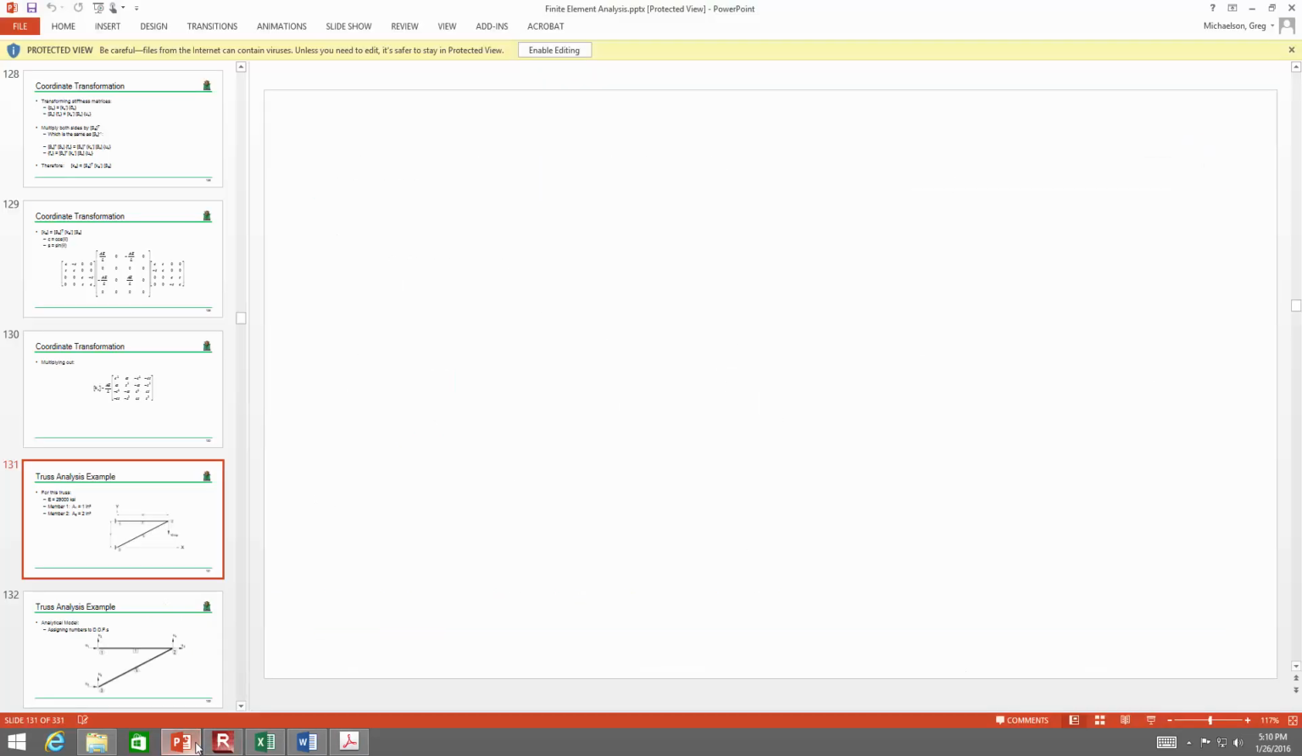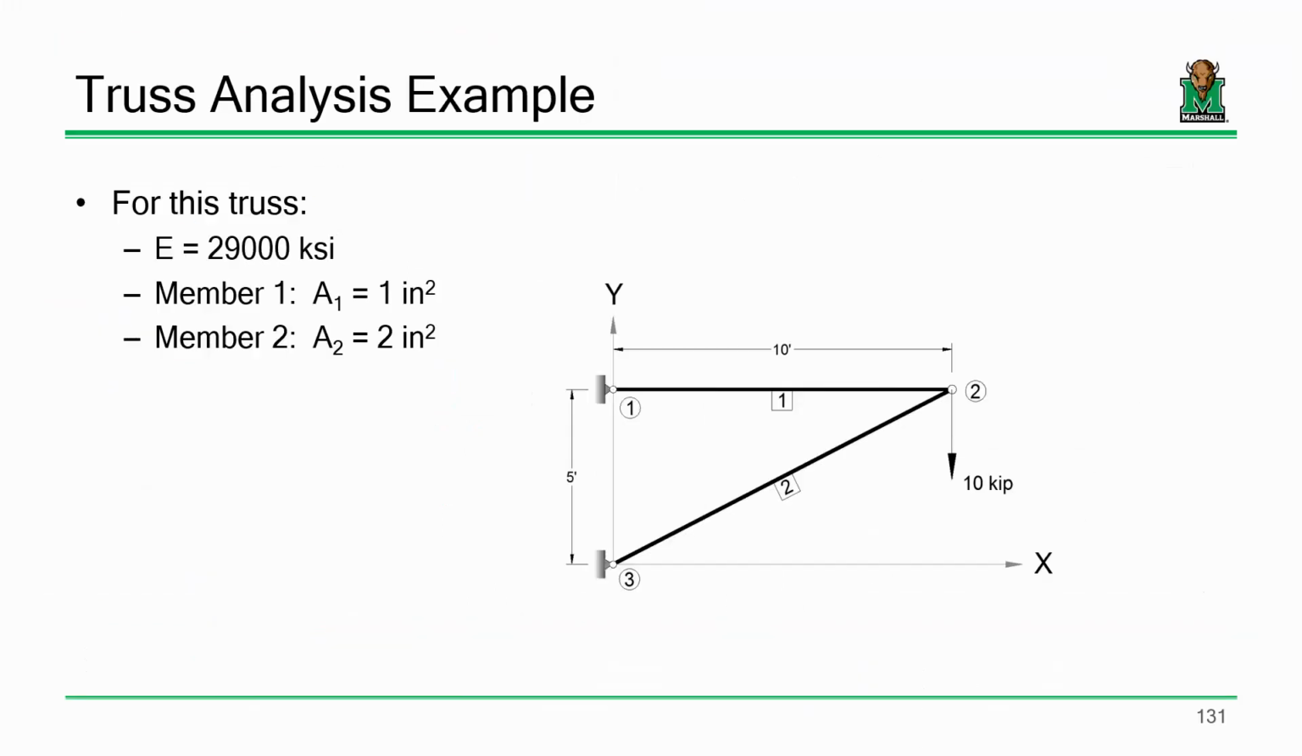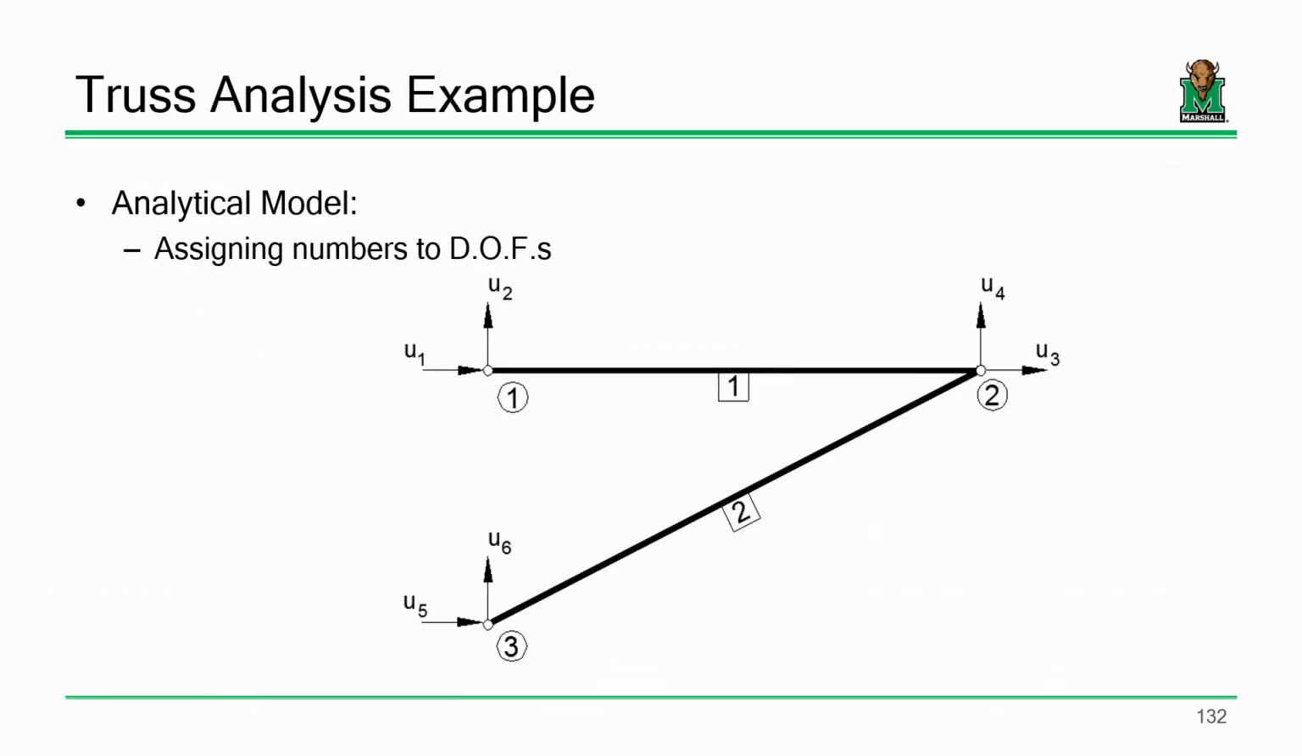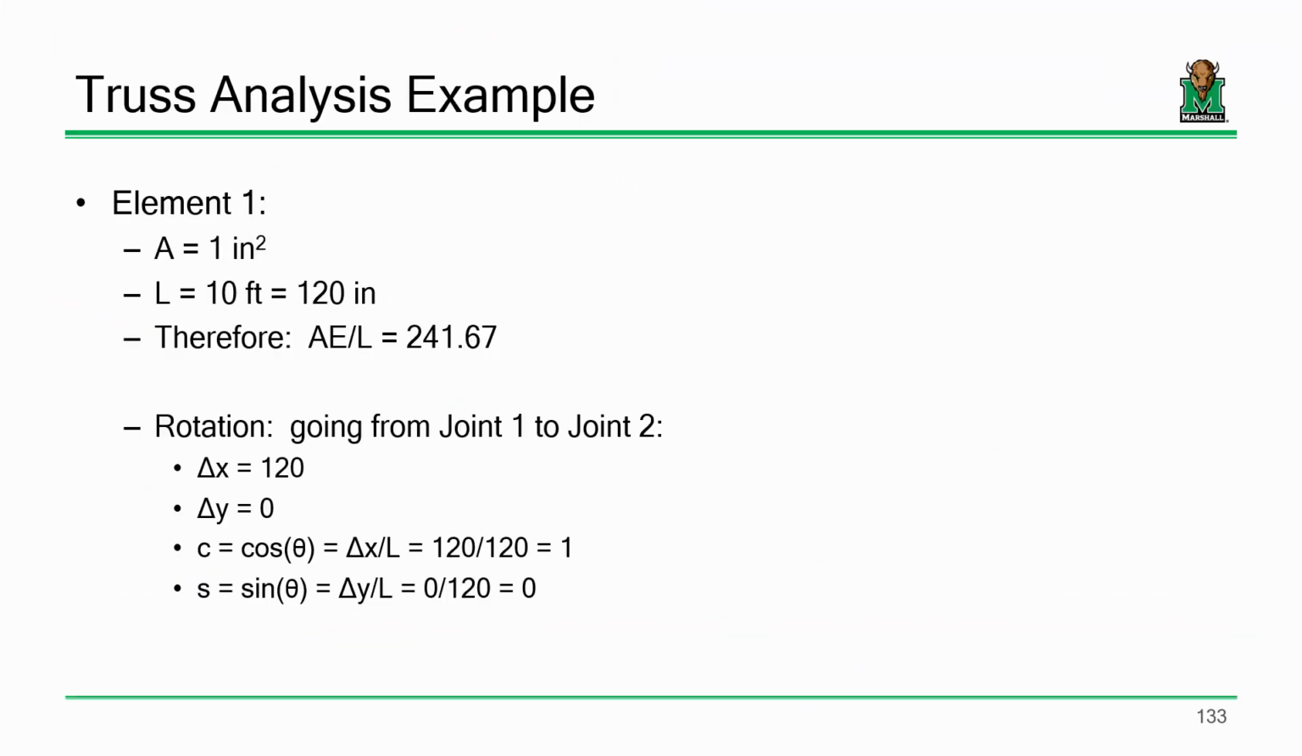Now, going back to the example, just making sure the procedure is fairly rote at this point, we take each element one at a time. Remember, we know the area and the modulus of elasticity. The length, if it's a horizontal or a vertical member, you should be able to just look at it and see what the length is. If not, Pythagorean theorem will give you the length. So you can calculate AE over L pretty easily.